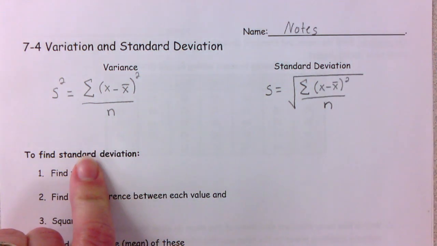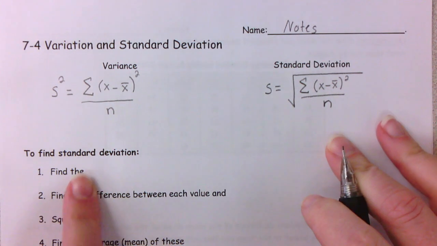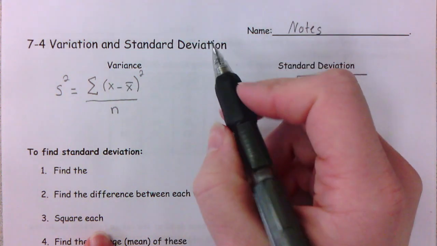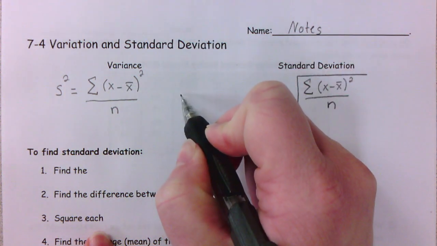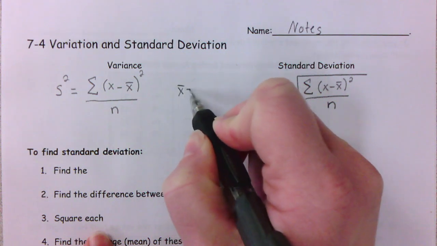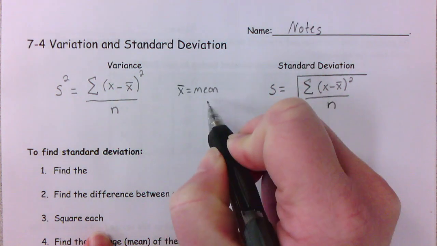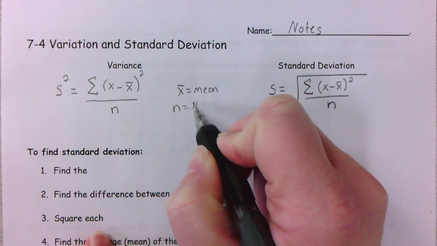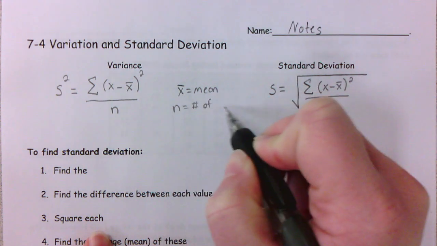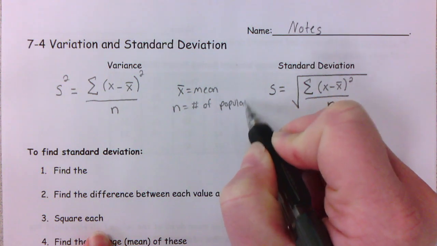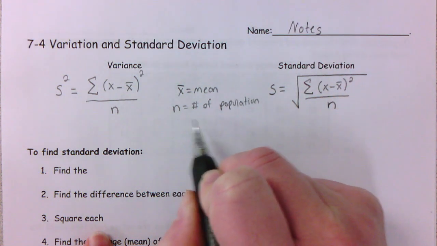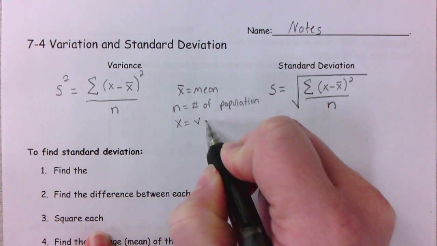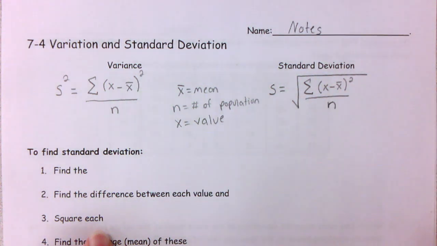Okay, and I know that those look confusing, but I'll show you how to break it down step by step. It's really not that difficult. So first we need to figure out the terms. x bar is just the mean. Okay, we know how to find the mean. So when I reference the mean, I'll do this x bar. n is going to be the number in the population, so however many numbers you have, that's what n is. And then x is going to be just a value.